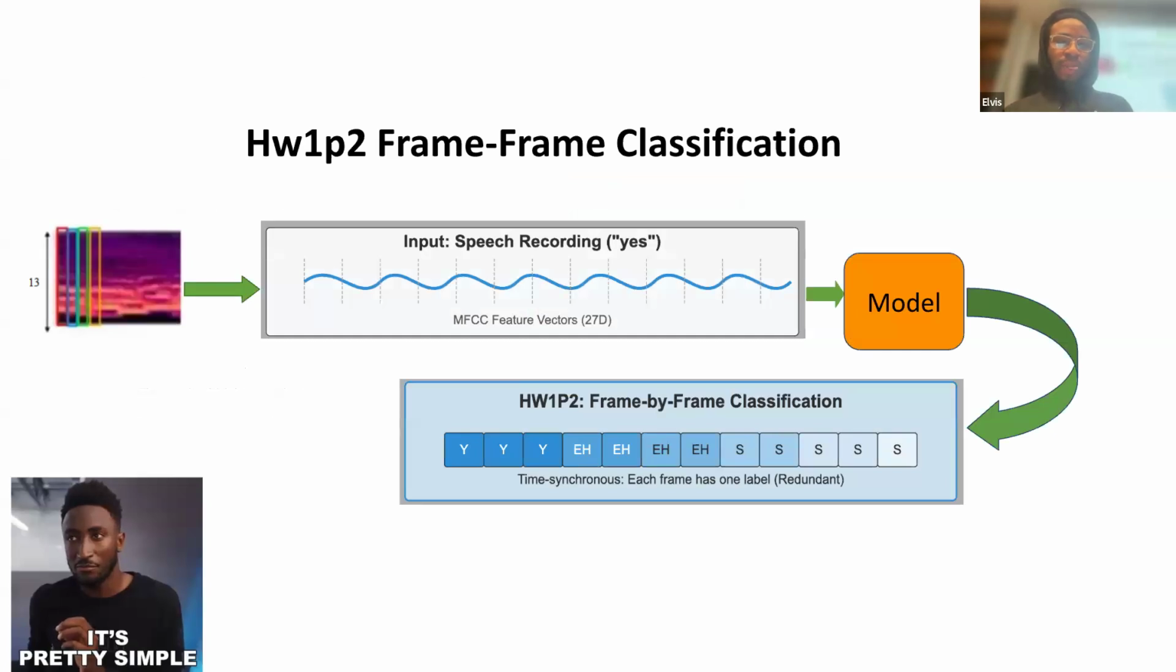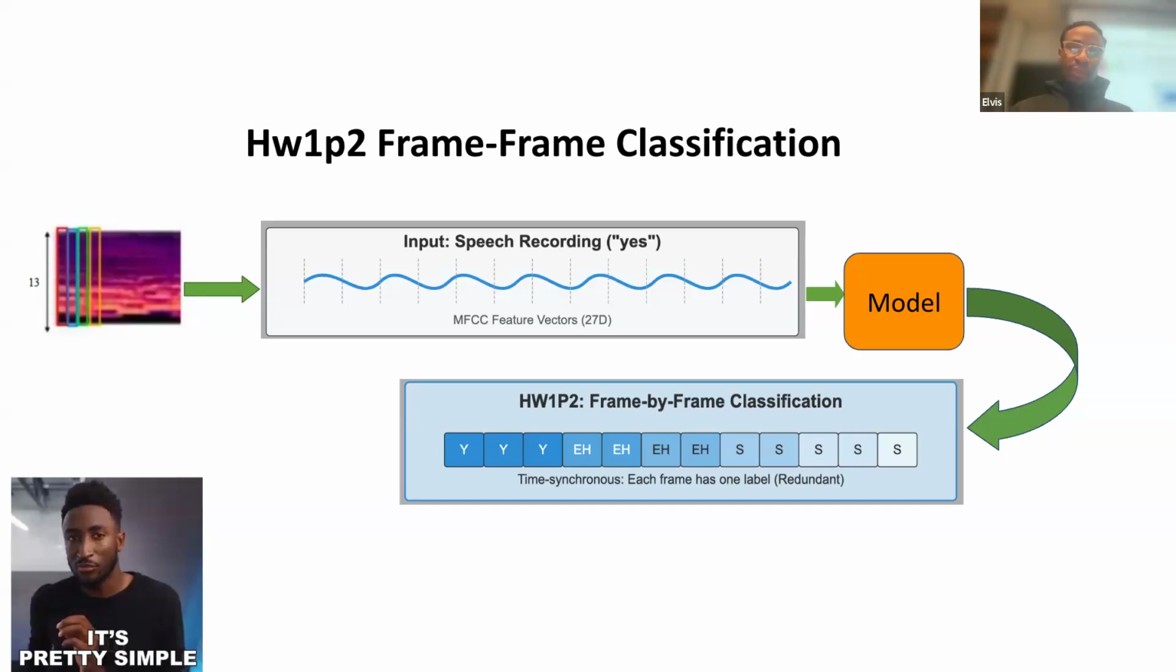So let's go back to our homework one, part two. Basically, what we were doing is that we gave you already processed audio signals in the form of MFCCs, and you just built a classification model to classify them based on the phonemes, the transcripts of the MFCCs that you were given, which was fairly a basic task.